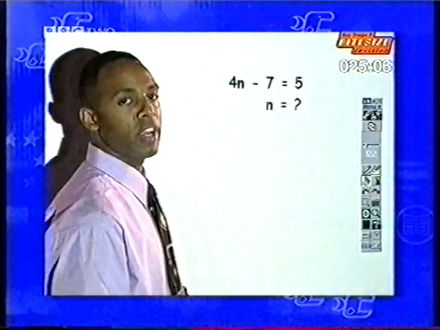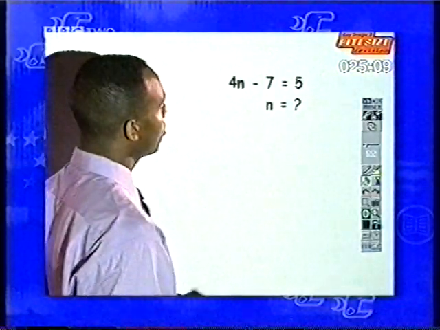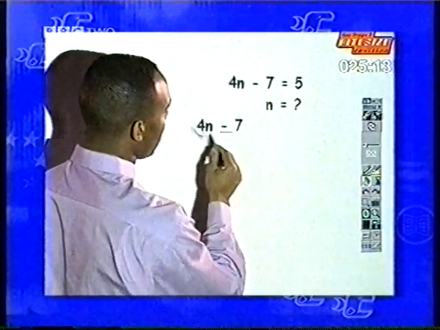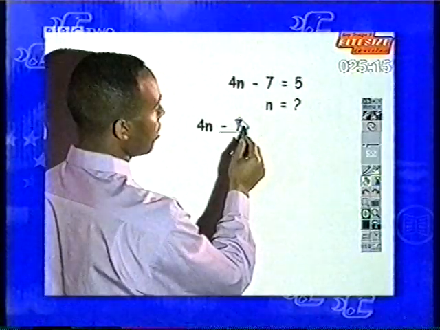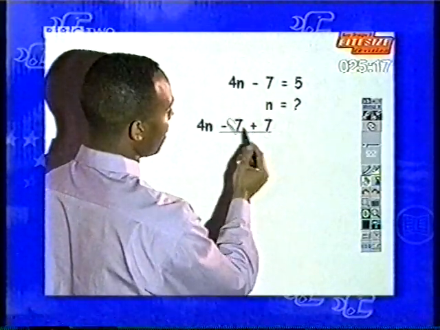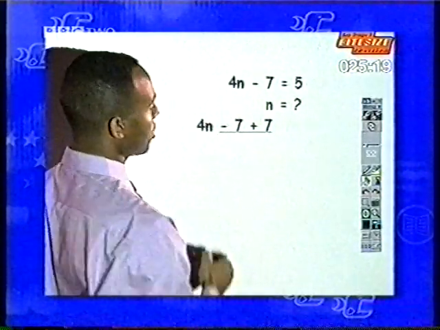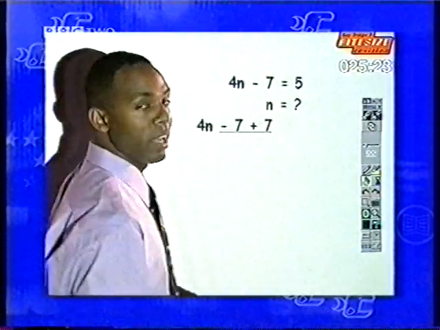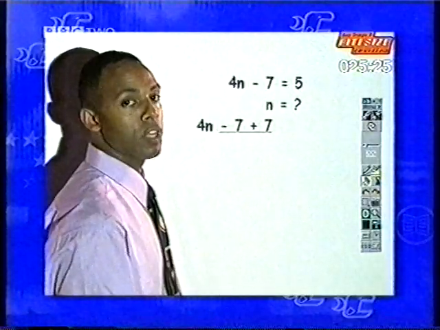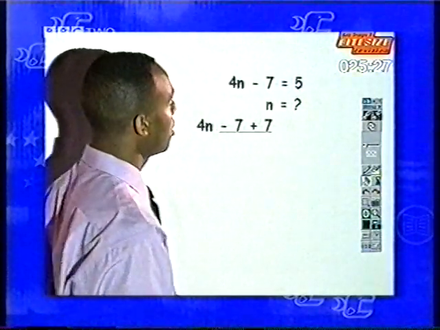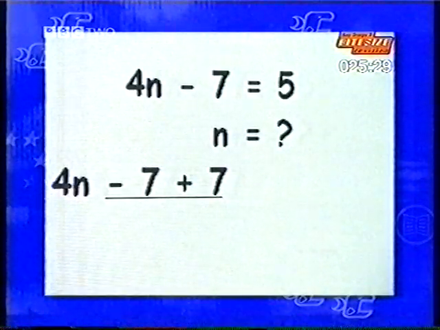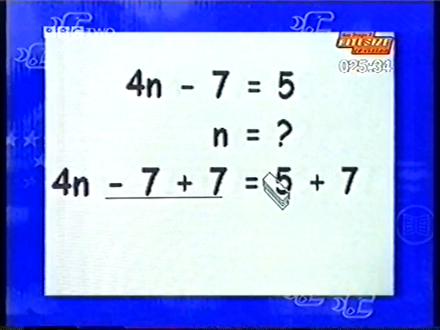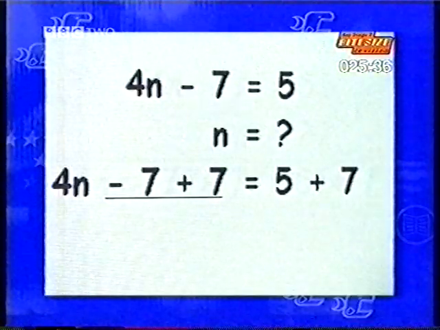First of all, let's find 4n. In order to do that, we've got 4n minus 7. So let's add 7 to make this 0, which will leave us with just 4n. What's done on the left-hand side of the equation must also be done on the right-hand side so that our equal sign still works. So now, we add 7 to the right-hand side of the equation to give us 5 plus 7.